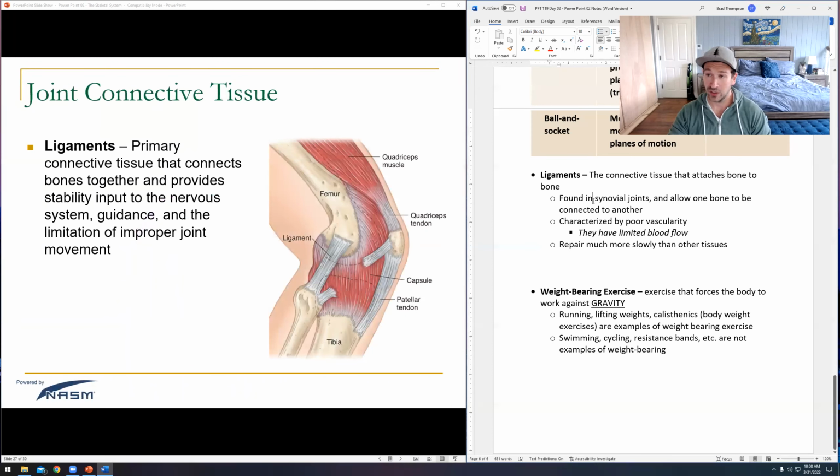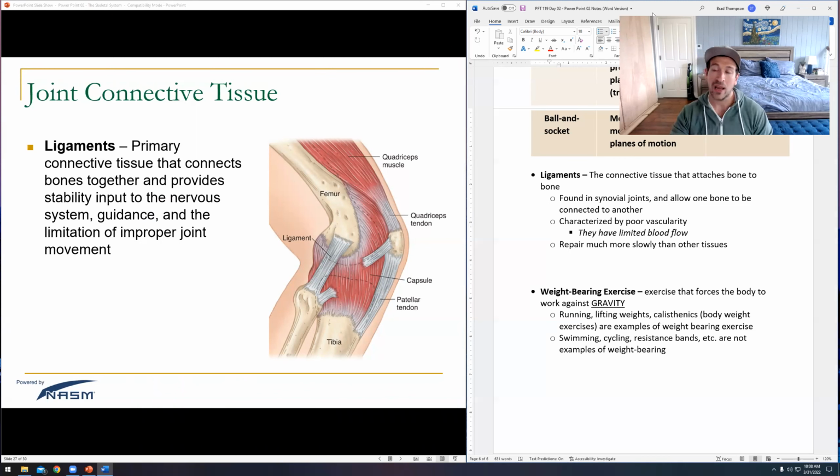So ligaments are only going to be found in synovial joints, because remember, synovial joints are the joints with a big amount of space. Fibrous joints, cartilaginous joints, they don't need ligaments, right? And so they allow one bone to connect to another.